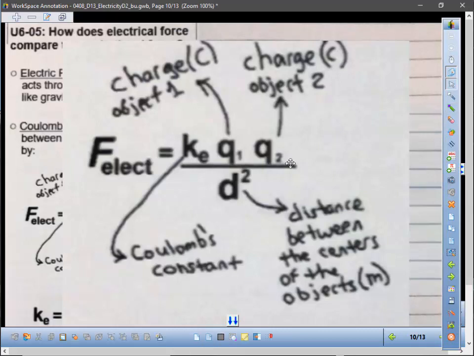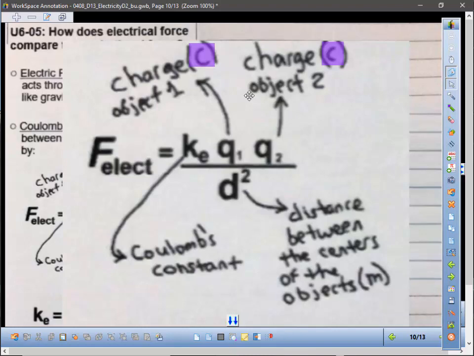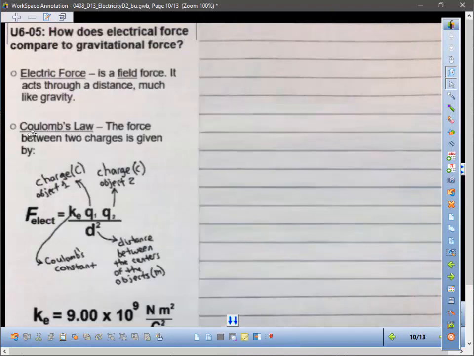So here's our equation, electrostatic force, and like I said, there's Coulomb's constant, Ke. Q1 is the charge of object 1, and Q2 is the charge of object 2. And then the distance between them squared. We measure charge in coulombs. Anything that's charged has a number of coulombs of charge. It's named after the guy who came up with the law, Coulomb's law.